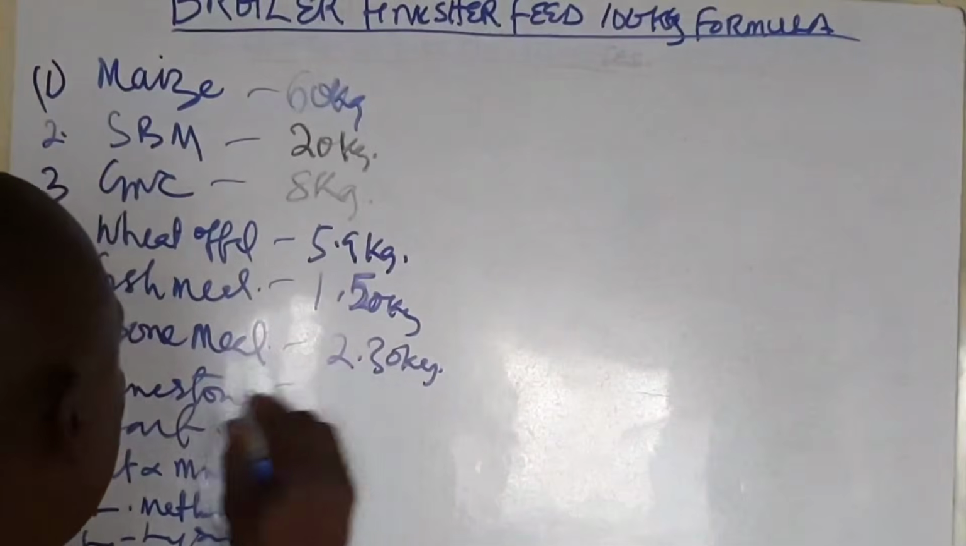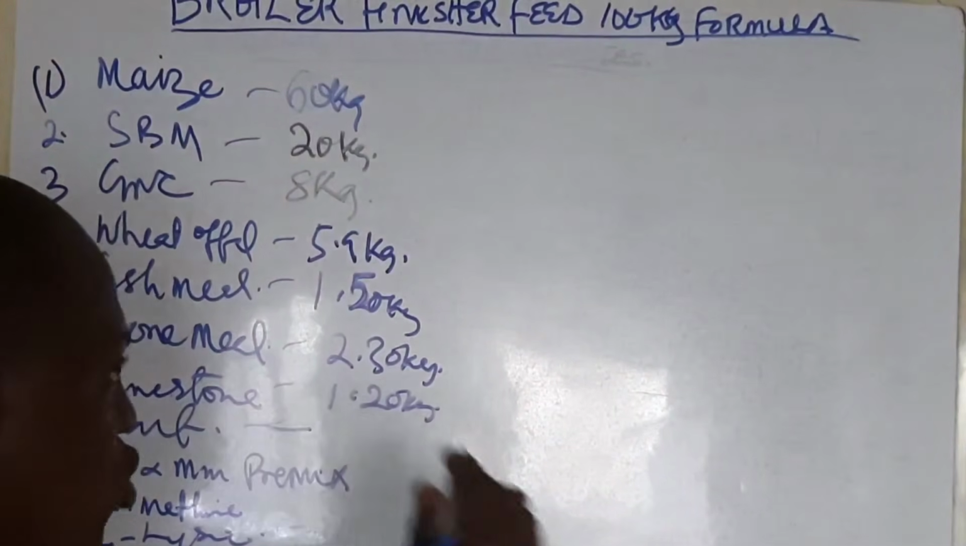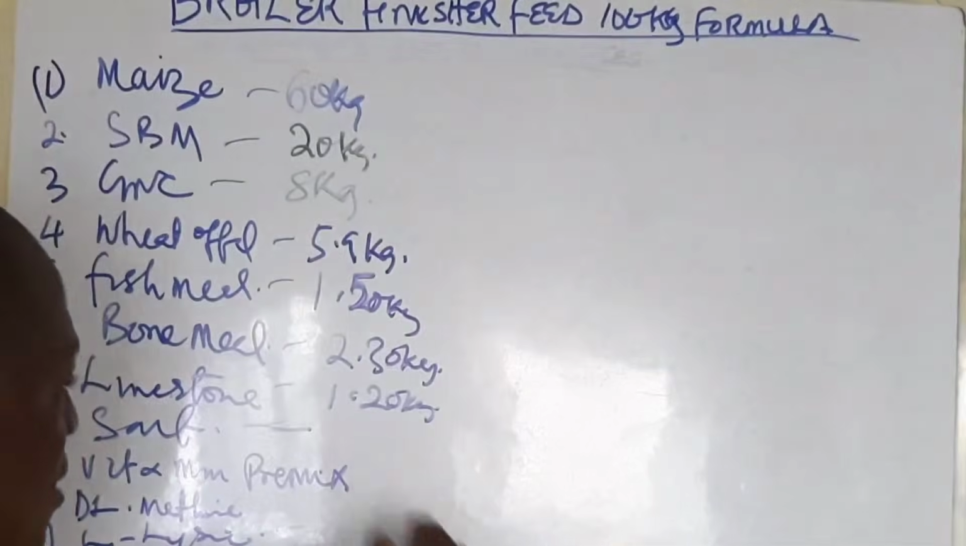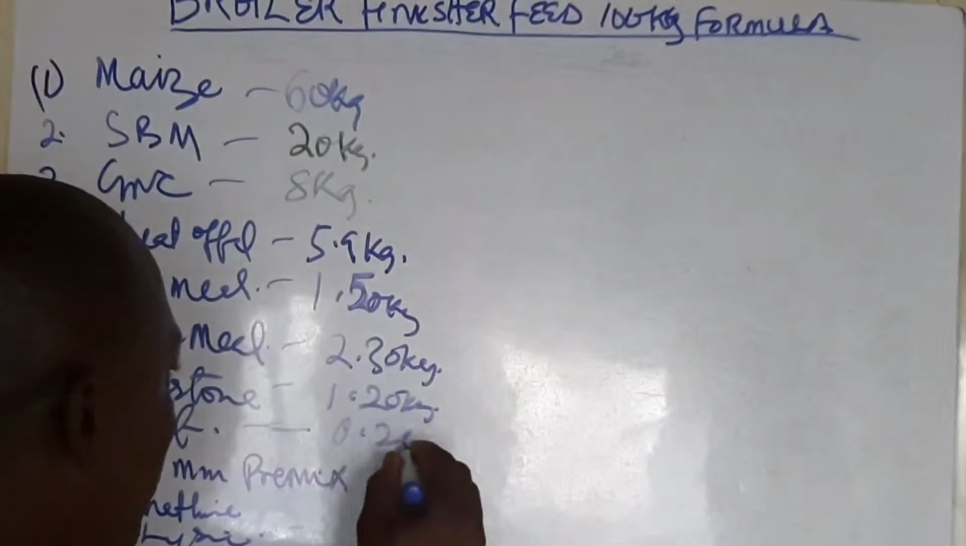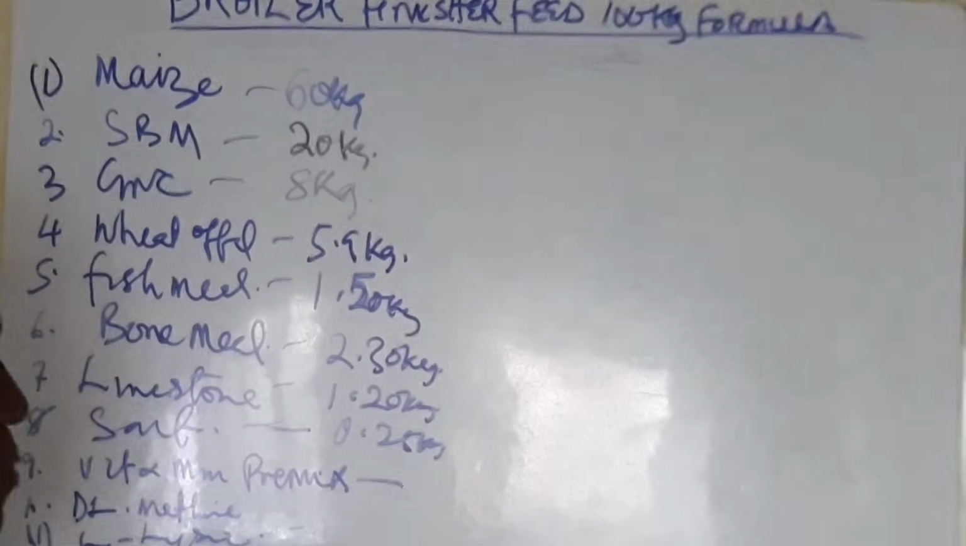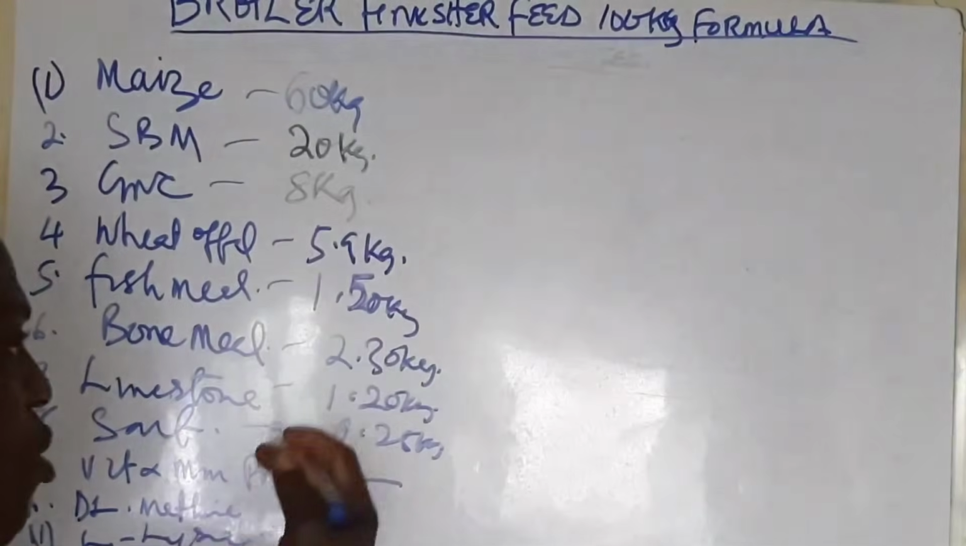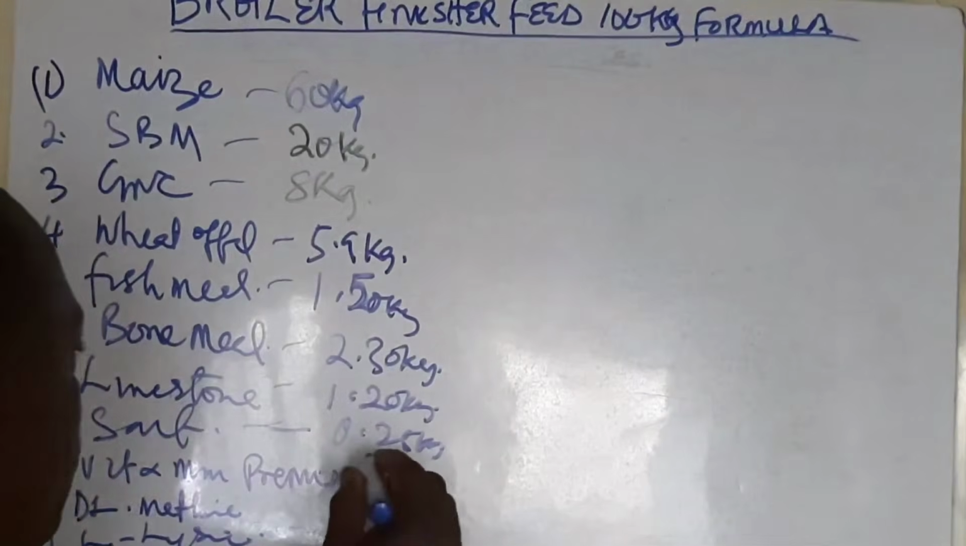So for our limestone here, let's make use of 1.2. Our limestone 1.20 kg. Then salt, salt is always added. We make use of 0.25 kg. Our premixes, these are micronutrients. They are added in little quantity, just little quantity of them. Now we are making use of premix 0.25.